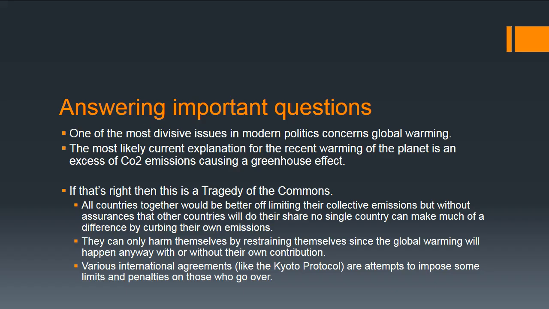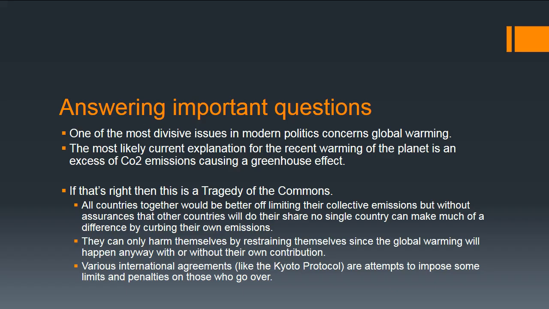But without any assurances that other countries will do their fair share, no single country can make much of a difference by curbing their own emissions. Even if the United States tomorrow were to stop all of its emissions and go back to the Stone Age, they have no assurance that everybody else wouldn't just keep on doing what they're doing, and the United States would pay the costs of trying to stop global warming, but not reap any of the benefits. Global warming would still happen. And this is very analogous to the shepherd who, if he grazes fewer sheep on the pasture, still probably won't see any benefits of his self-restraint, right?